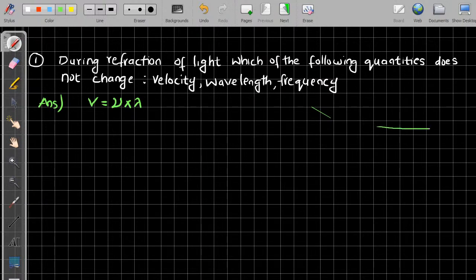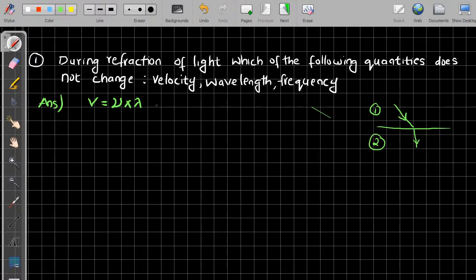Suppose this is the interface separating the two media. Let this be the light that is coming. It will be bending, right? So it is traveling from one medium to another medium. Definitely refraction will be happening if the optical densities are different. So we know that if optical densities are different, the velocity of light in the first medium won't be the same as the velocity of light in the second medium.